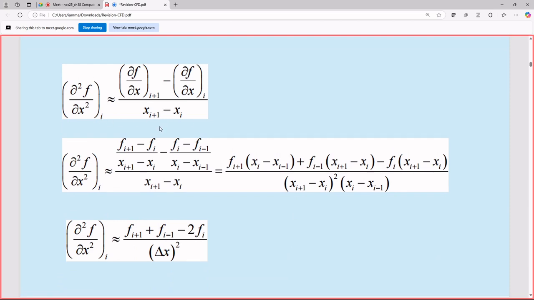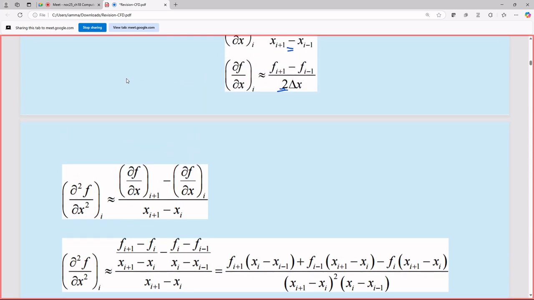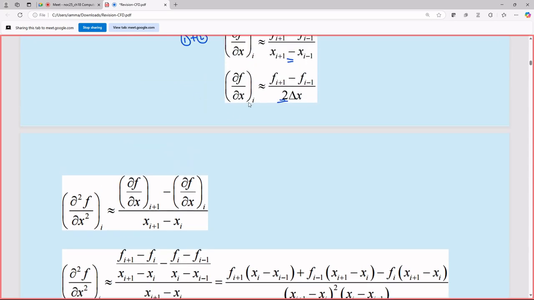Similarly, the dou square second order term can be written as twice dou f, from the previous equation. The previous equation was for dou f by dou x, where the function was x. If we want the answer for dou square f by dou x square, we can replace this f of I plus 1 and I minus 1 by dou f by dou x.